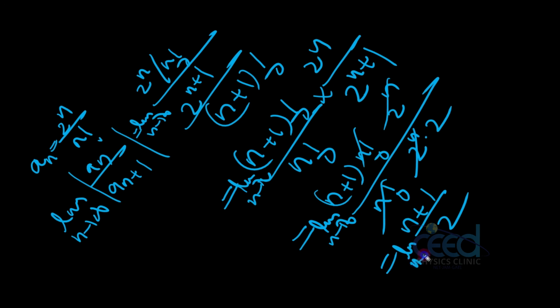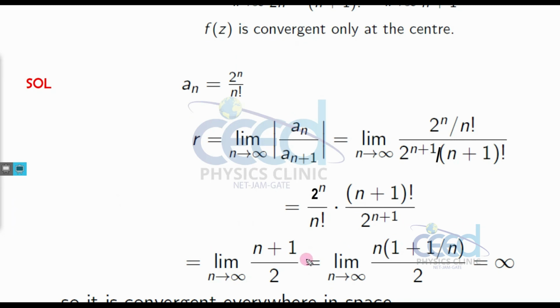So its value will be, I can take n out, right? So I can directly put n equal to infinity. We have no 1 by n terms to equate to 0. So that means its value is infinity. Its value is infinity means it is convergent everywhere in the complex plane. It has no limiting value. It is convergent everywhere in the space. So that is what radius of convergence infinity means.